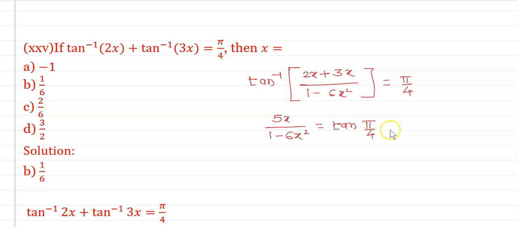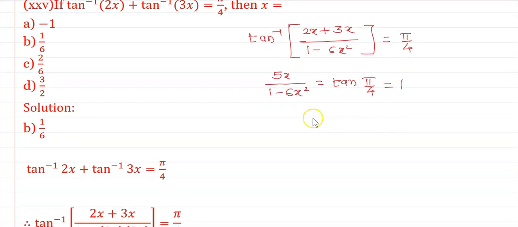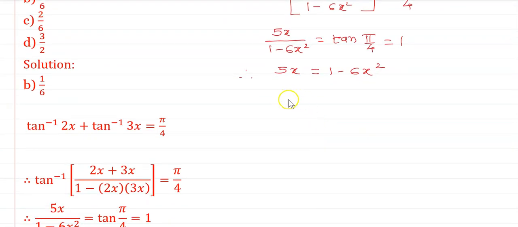This is the tan of pi by 4, and that's equals to 1. And after simplification, you will get here 5x is equals to 1 minus 6x square. Therefore here 6x square minus 1 plus 5x is equals to 0. Now this is the quadratic equation. 6x square plus 5x minus 1 is equals to 0.